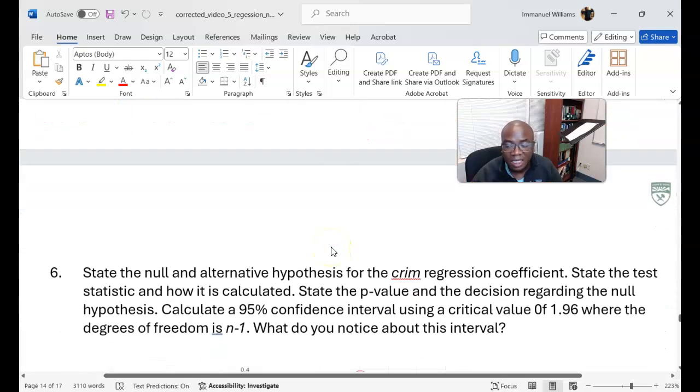Number 6, now we can specify, or at least we can test. I'm only going to do one, but now we can test which of the explanatory variables has a linear relationship with the response variable. So it's kind of like a post hoc method now. State the null and alternative hypothesis for the crime regression coefficient, say the test statistic, state the p-value and the decision regarding the null hypothesis. And I also do a 95% confidence interval as well.